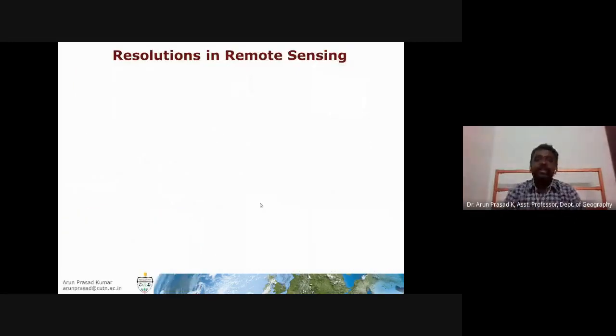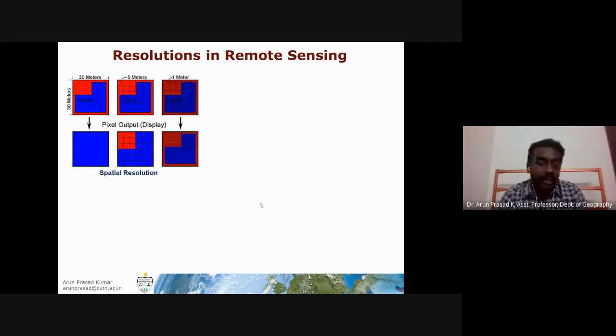So we have different resolutions in remote sensing. The first one is spatial resolution. Spatial resolution is analogous to the map scale, which is common in our maps, like topographic maps or general maps. So 1 centimeter on the map represents how many meters on the actual ground. That is the map scale. In remote sensing, we call it spatial resolution, where 1 pixel in an image represents how many square meters or square kilometers, whatever it is, on the actual ground.